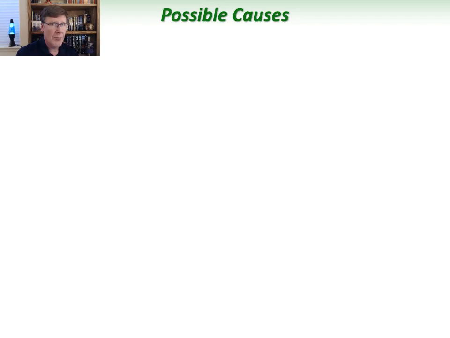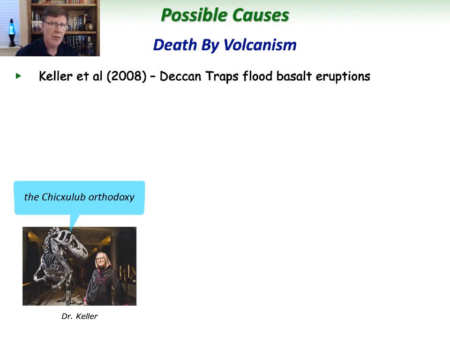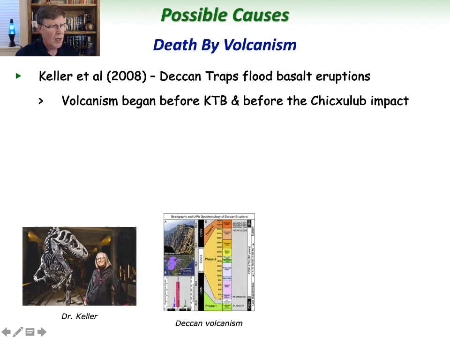Well, the other possible option I just alluded to is Keller's work into the Deccan Traps volcanism. So death by volcanism. It's not just her and her research group, but there are others involved as well that have studied the Deccan Traps and dated them and linked their eruption directly to the KT boundary itself. I've shown this diagram previously. It summarizes the age relations of the Deccan Traps eruption. Deccan is in India. That's what it looks like there.